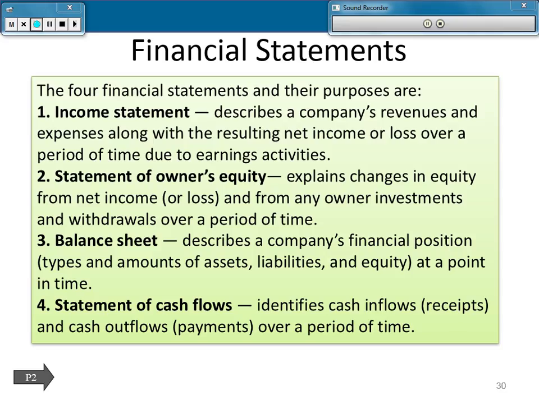Statement of owner's equity. That shows the changes in equity for a company and for their owners. So it shows their withdrawals, it shows their capital, and it also shows the net income that comes from what statement? The income statement. This is why it's so important that these statements are completed in this very order.